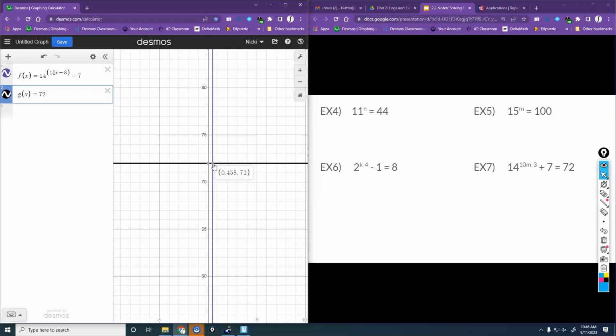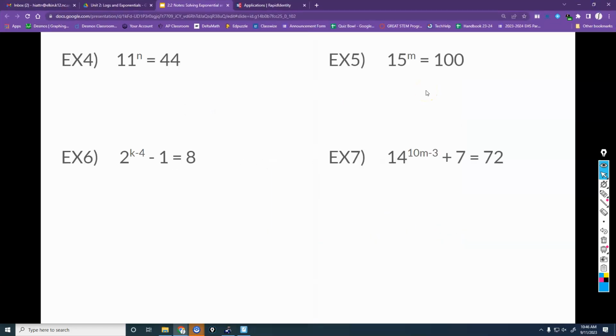Okay, so I want you to be able to do these by hand, but if you're desperate, this works every time for every equation. Sometimes it's hard to find it on the graph, that's really the biggest issue. But let's do it by hand. Sailor, what do you think I should do first on that problem? Yes, perfect. Subtract 7. That is going to be 14 to the 10m minus 3 equals 65.